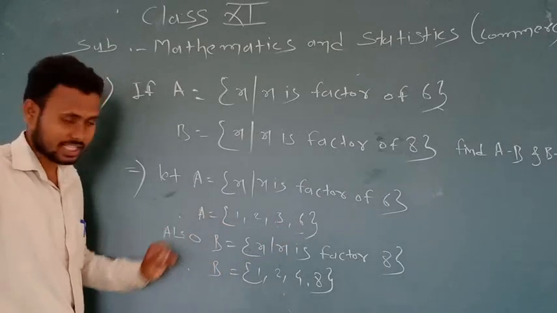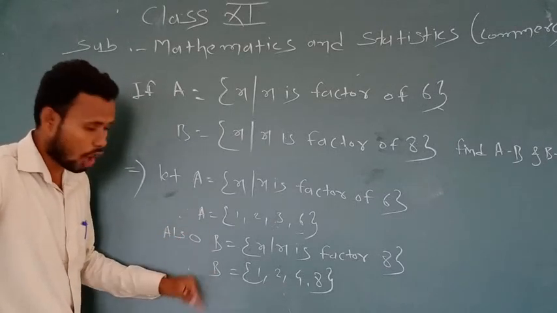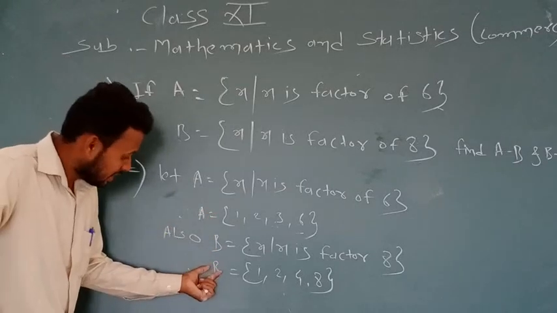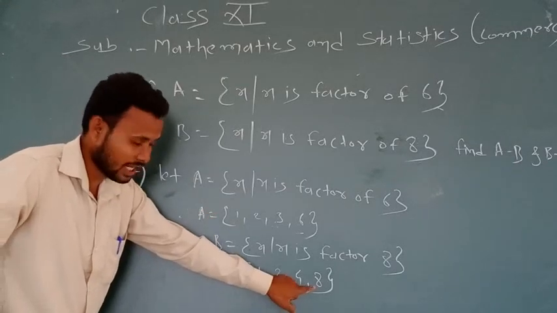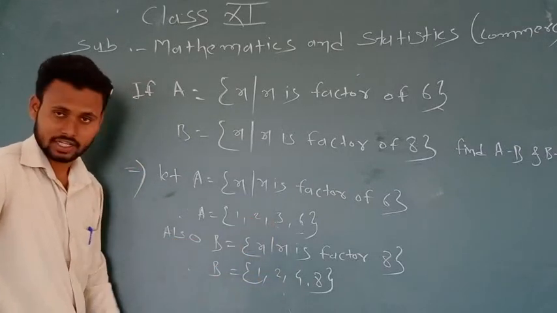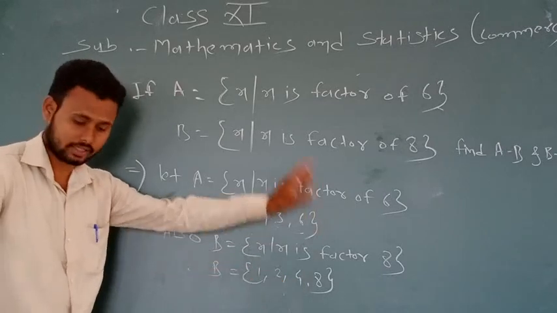Similarly B minus A, which elements will come? B minus A is the set containing all elements which belong to B but do not belong to A. Here in set B there are 4 and 8. These belong to B but 4 and 8 do not belong to A. Therefore B minus A is equal to the set containing only 4 and 8.